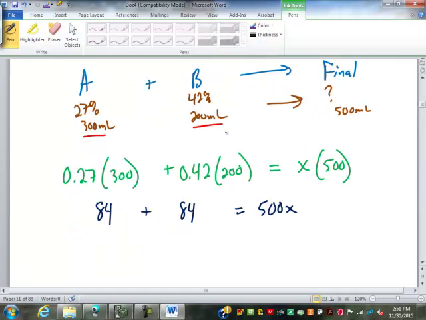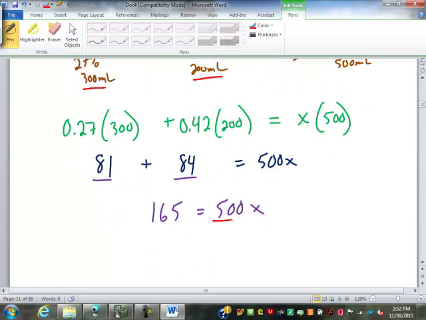Is it 81 instead? Okay. There. So now I've got 81 and 84 make 165 equals 500x. And we proceed to divide by 500. Which is what? 0.33? Is that correct? 0.326? Something went wrong there. 0.33 should be.